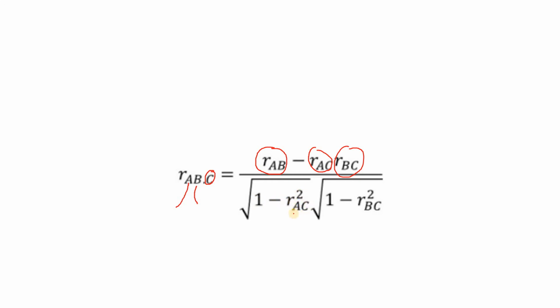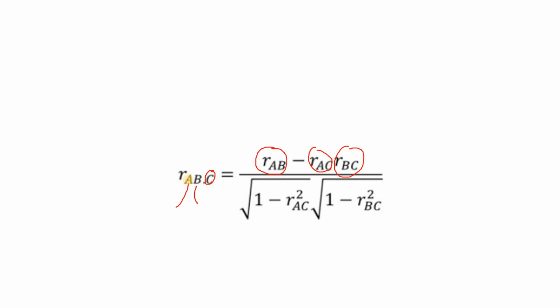What is A and C? A and C is basically the correlation between one particular event with the event which we want to exclude. C is the event which we want to exclude. And here this is 1 minus the raw correlation between B and C, squared. So what is B? B is one event, C is the event which we want to exclude.